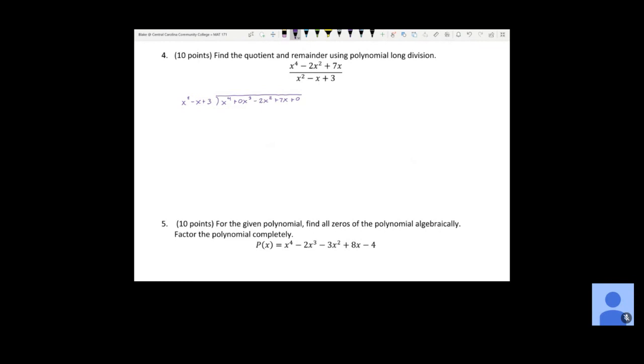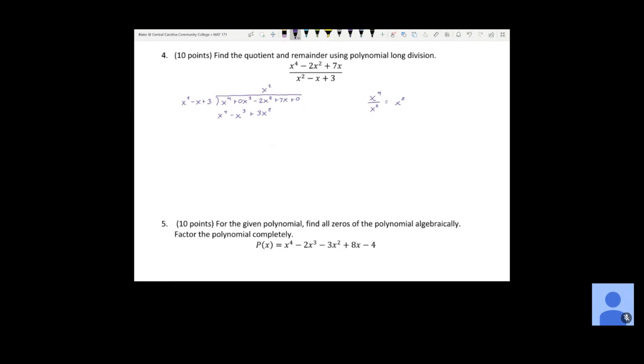Okay, good. We look at our first terms on the inside and outside, and we divide. X to the fourth divided by x squared is going to give us what? X squared. That goes as part of our quotient up top. Now we distribute, right? So we have x squared times x squared, that's x to the fourth. X squared times negative x is a negative x cubed. X squared times 3 is plus 3x squared.